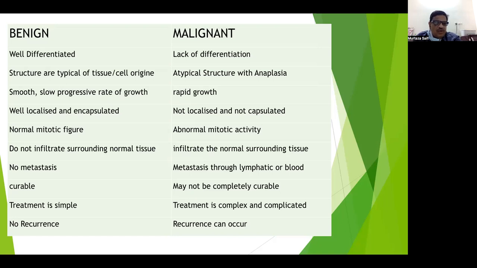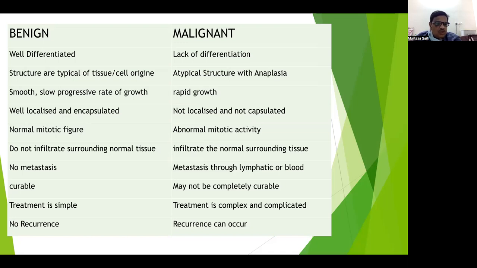Benign growth has a normal mitotic figure. Malignant has abnormal mitotic activity. Benign does not infiltrate surrounding normal tissue. Instead, malignant infiltrates the normal surrounding tissue. Benign does not metastasize. Malignant metastasizes through lymphatics or through blood, and also local infiltration. So benign is curable. Malignant may not be completely curable.